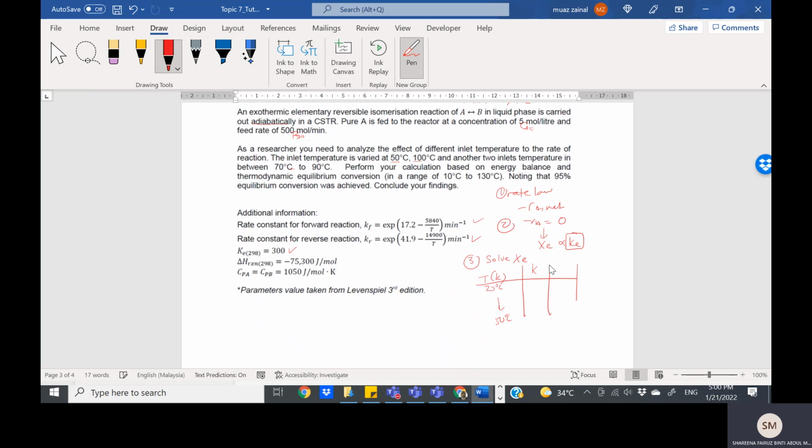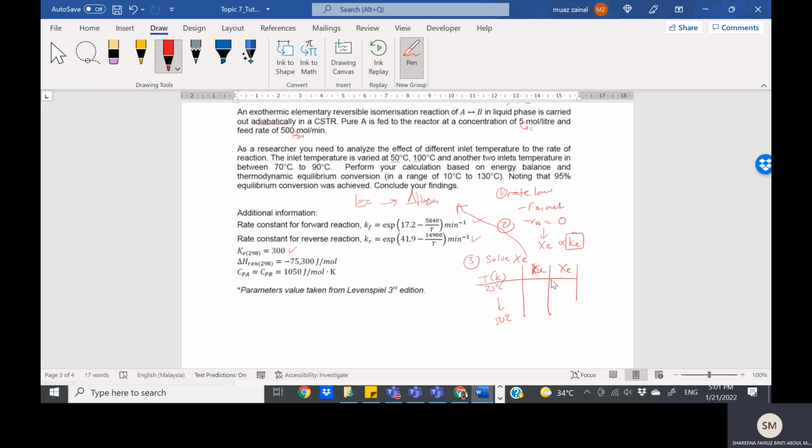Sorry, you can get what is XE, because XE will depend on KE. So KE, you have to find for every temperature that changes, and then you can get what is XE. Remember, KE is like the Arrhenius equation. It's just that it uses delta HRXN instead of EA. So you will get this.